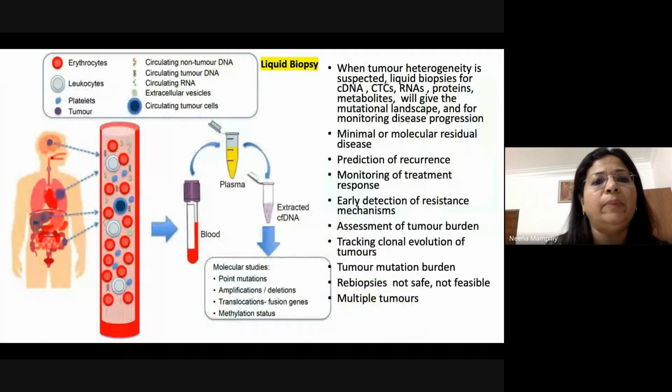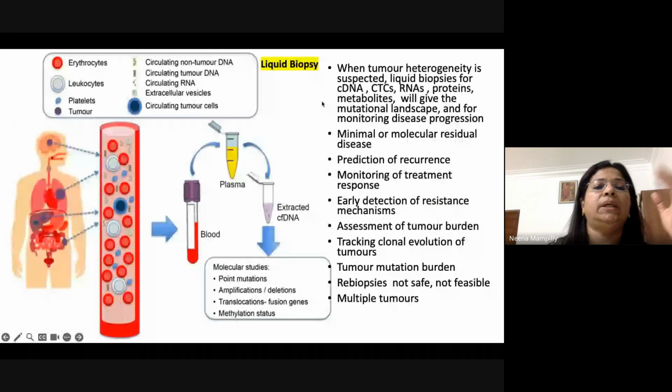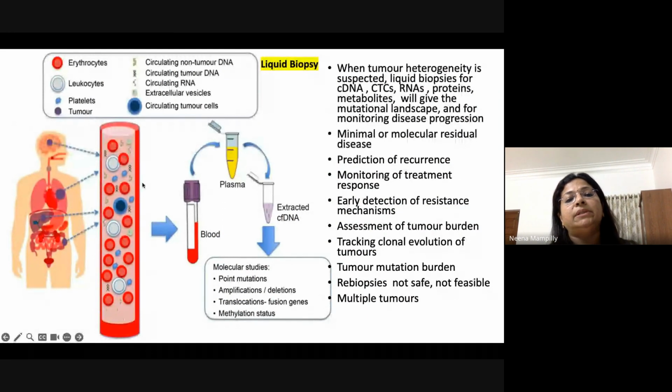These are all biomarkers, prognostic and predictive markers, important for them to make their treatment decision. And we know about liquid biopsies. In liquid biopsies, you're looking at the circulating cell-free DNA. You're extracting the circulating cell-free DNA from the blood of the patient, from the plasma, and then you do the same molecular study.